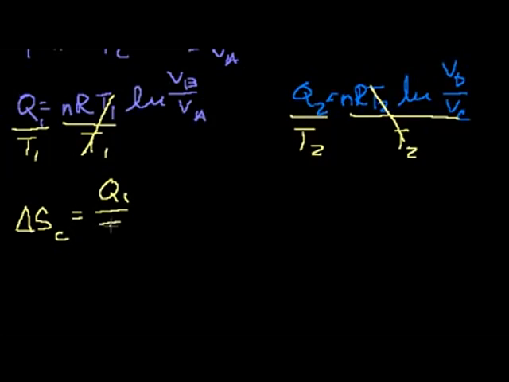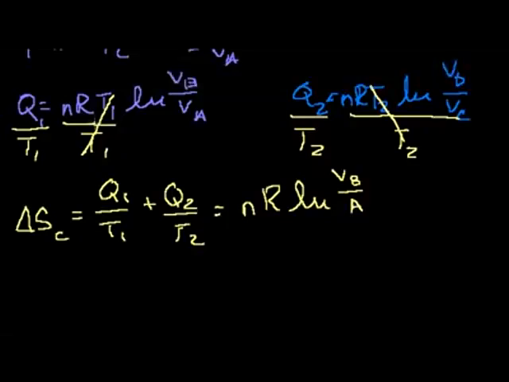So our change in our mystical state variable as we go around the Carnot cycle is equal to Q1 over T1 plus Q2 over T2, which is equal to nR times the natural log of Vb over Va. That's that right there. And then plus Q2 over T2, which is just nR times the natural log of Vd over Vc. This is Vc. This is a Va here.